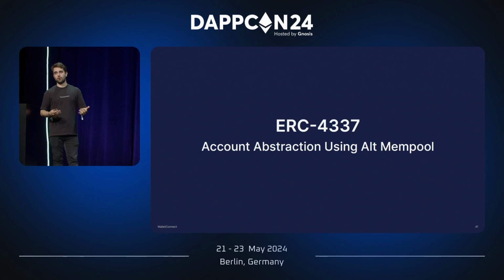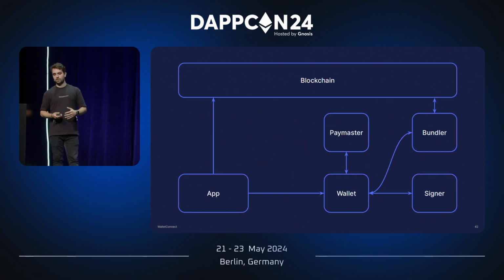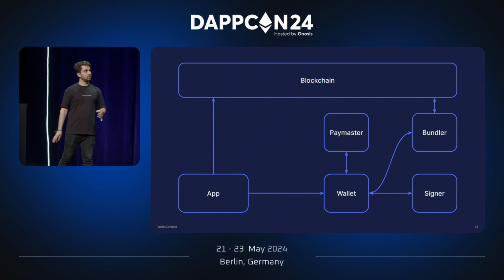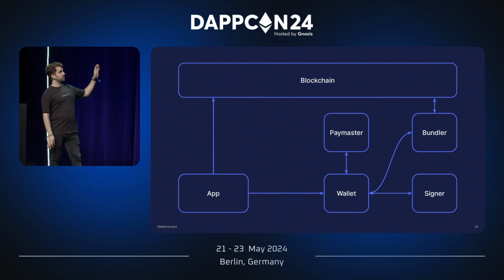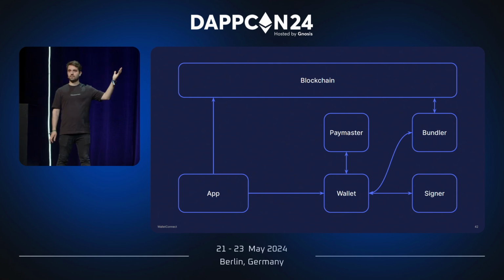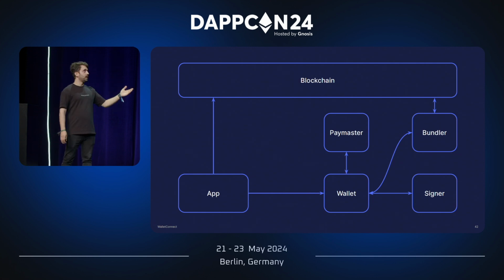4337 was a pivotal moment for smart accounts because it standardizes this concept of multiple signers and payers, and it can be described with a simple diagram. If you remember the triangle that we had before of app and wallet and blockchain, now it's a little bit more complex, but it can be simplified as: a wallet requests a paymaster to pay for its gas, and then the signer signs the operation, and then the wallet submits all of that to a bundler.